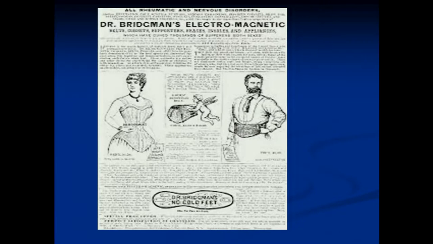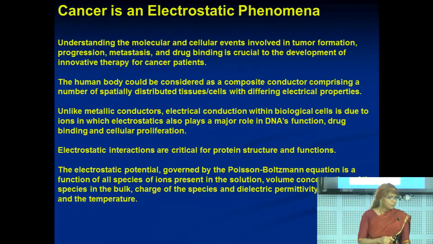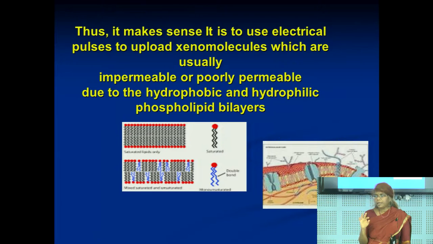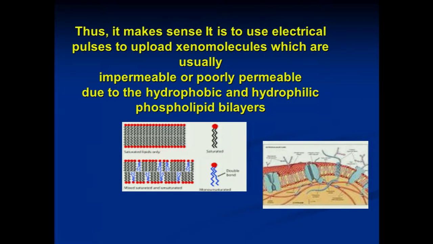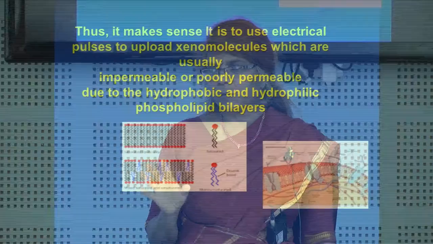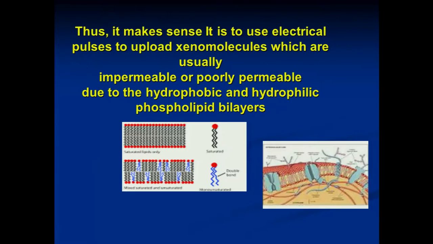And this is not at all new. In the 1800s, they were using electromagnets to cure many of the diseases. So this was always there. Also, electrostatic phenomena, okay, our cancer is an electrostatic phenomenon. Our DNA and other receptors, they all work using electrostatics. Electrostatics means no current, okay, just the voltage. So, using all that, we are going to study how we can use it.